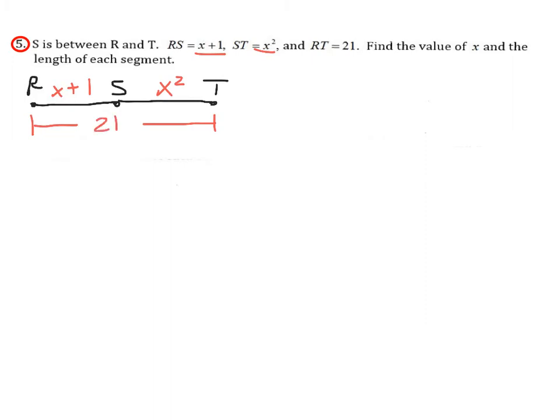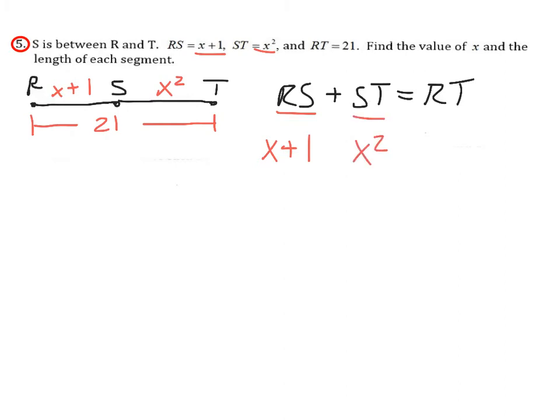So start off with the letters only. According to the segment addition postulate, RS plus ST is going to equal RT. Replace what you have. RS is x plus 1. ST is x squared, and then RT is 21.